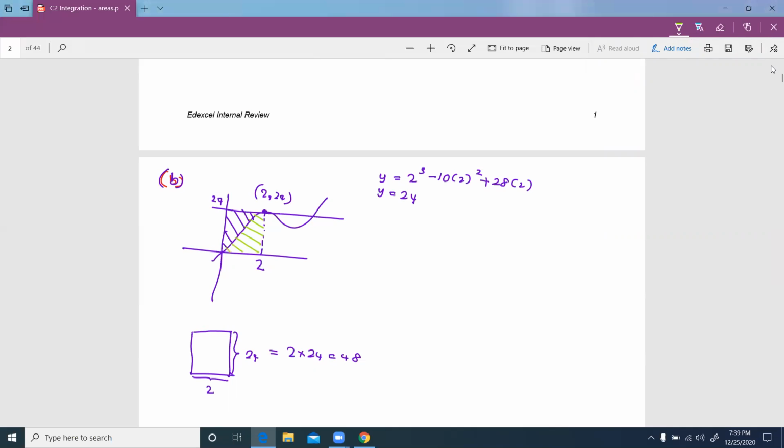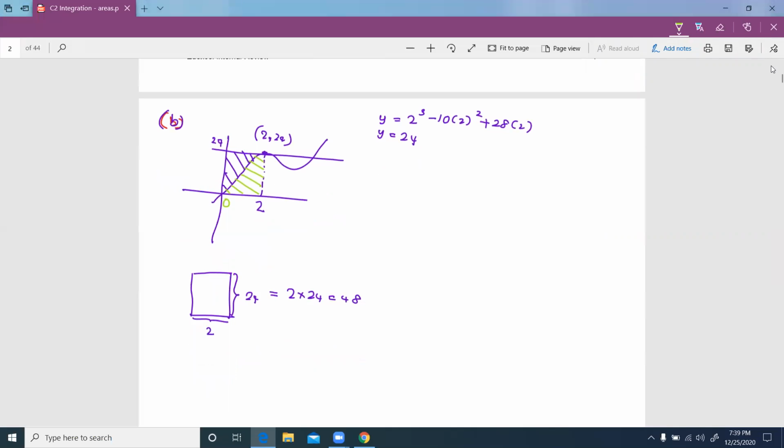Now you can understand that here the x coordinate is 0. Sorry, if you need to find this area, just this bit of it, count this part of the area, like this. Here the x coordinate is 0 and here the x coordinate is 2. And the curve is y equals x cubed minus 10x squared plus 28x.